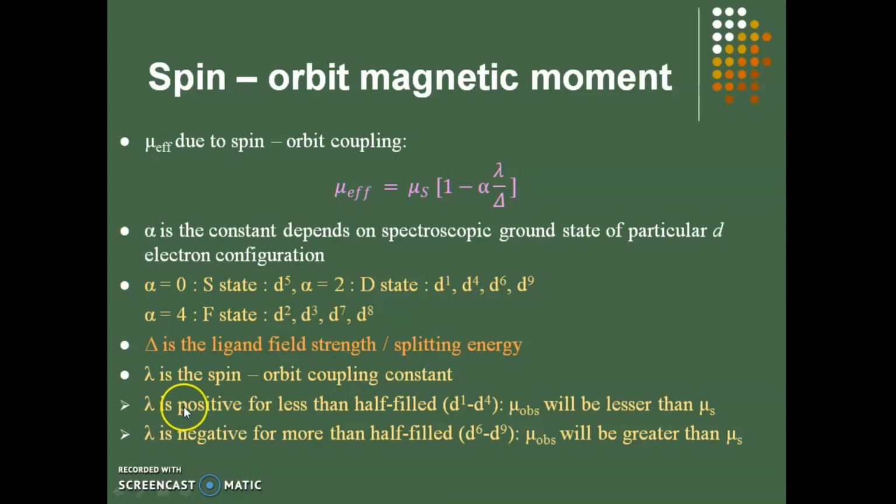This constant is going to be positive for any configuration of less than half filled, that is D1 to D4. When this is positive, then this whole term is going to be negative. If this is negative, then the mu observed or the effective magnetic moment will be less than that calculated from the spin only formula. Then the next one is when the lambda value is negative, when the d orbital is more than half filled, that is d6 to d9. So when this is negative, this whole term becomes positive. So the mu observed or the mu effective will be greater than the spin only value.